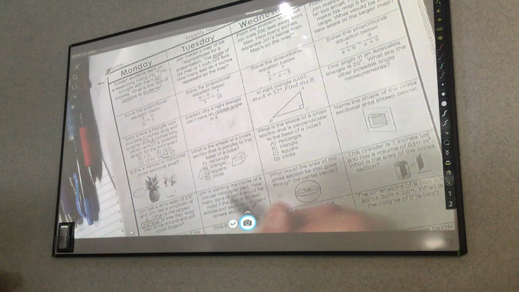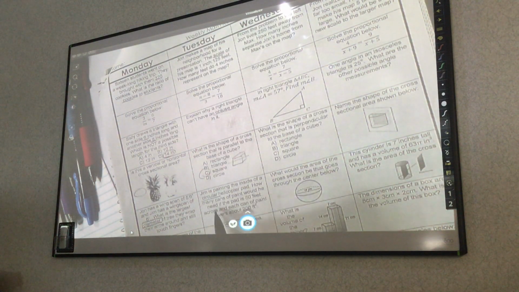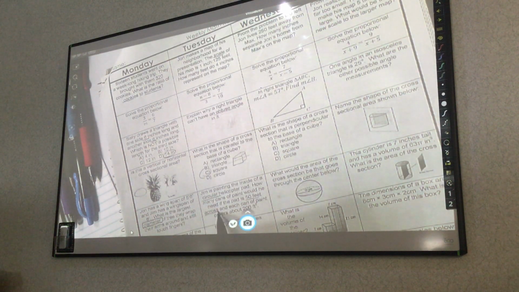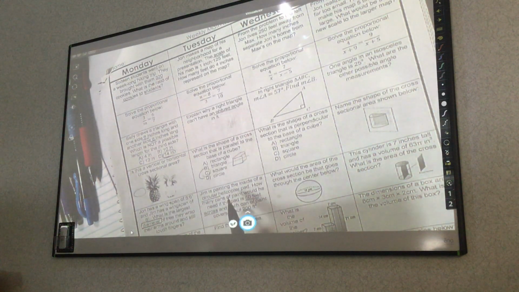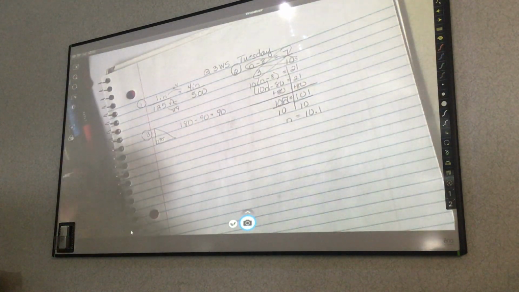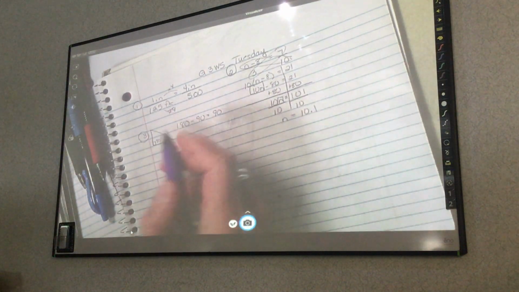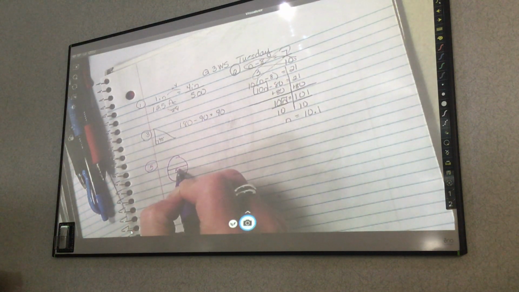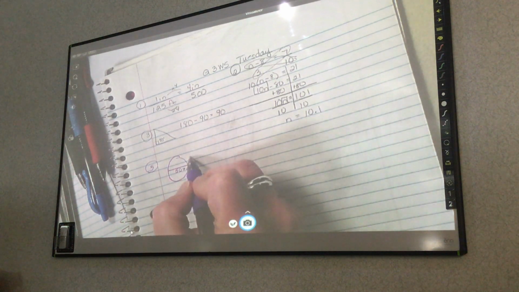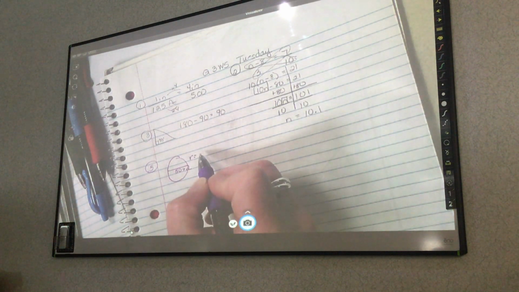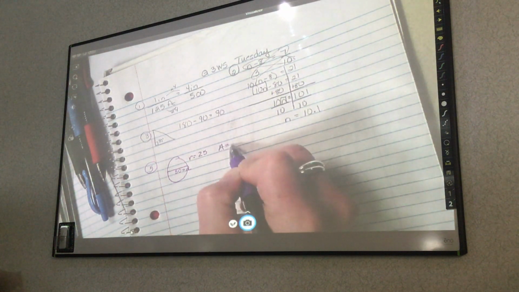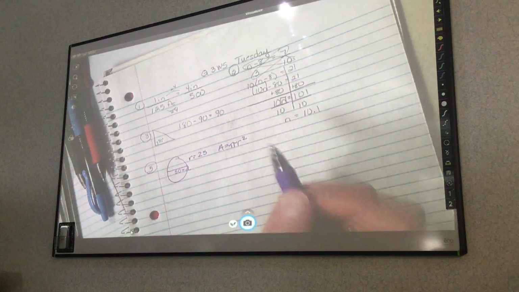Jim is painting the inside of a circular helicopter pad. How many cans of paint would he need if the pad is 50 feet across and each can of paint covers 200 feet squared? So I first have to find the area of my helicopter pad. So if my circle is 50 feet across, that would equal my diameter. So what is the radius? What's the radius? 25, it has to fit, right? And you have to write down that area equals pi r squared.